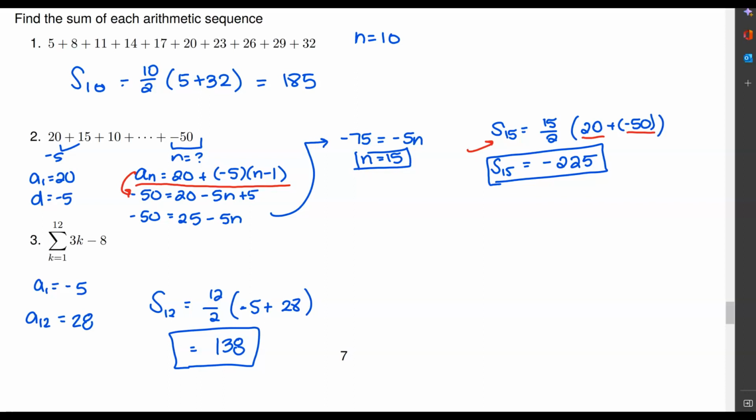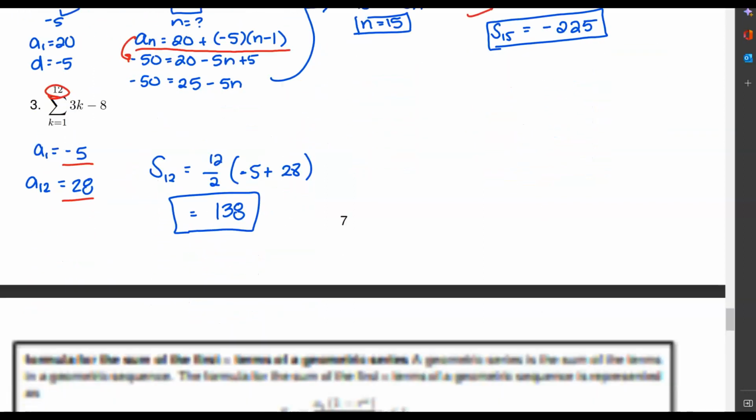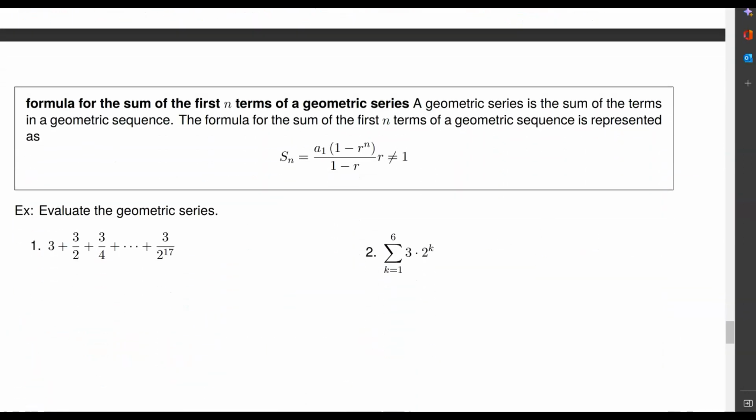For number 3 here, we had our initial term. I just plugged in 1 for here. I got -5. Our 12th term, because that's where we're ending, I got 28. And so then this one was a lot simpler. So we have the sum of the first 12 terms, 12 over 2, times -5 plus 28. So we got a total of 138 for that one. So hopefully that was a little bit of a review and you remember.